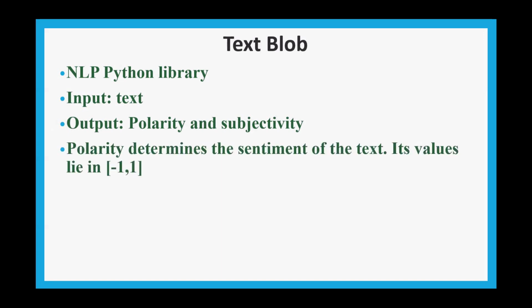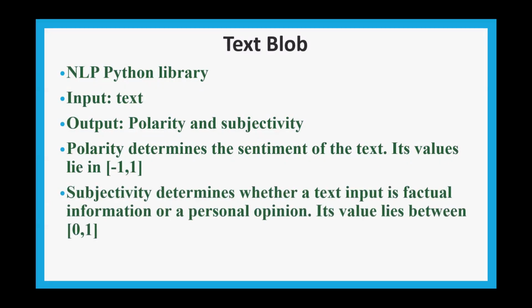A polarity determines the sentiment of the text. Its value will be in the range from -1 to 1. -1 denotes that it is a highly negative sentiment, and +1 denotes that it is a highly positive sentiment. Based on that, sentiment classification can be done.